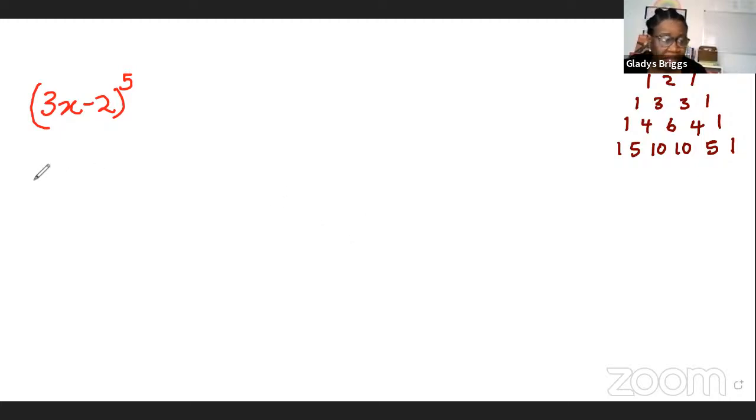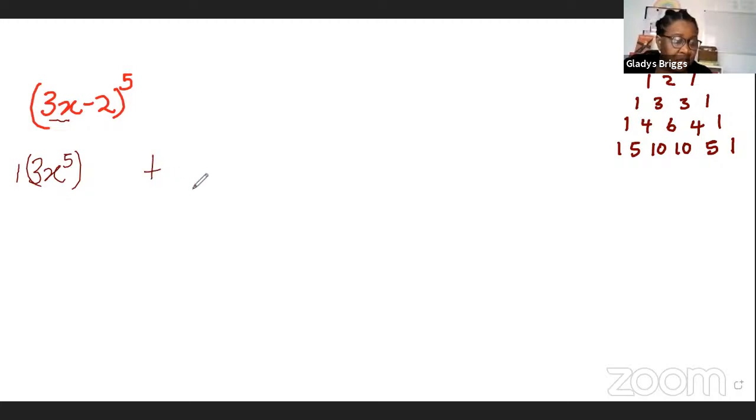So we're starting with the 3x, the first term. We're going to expand that one to 3x to the power of 5. So 1 times 3x to the power of 5.